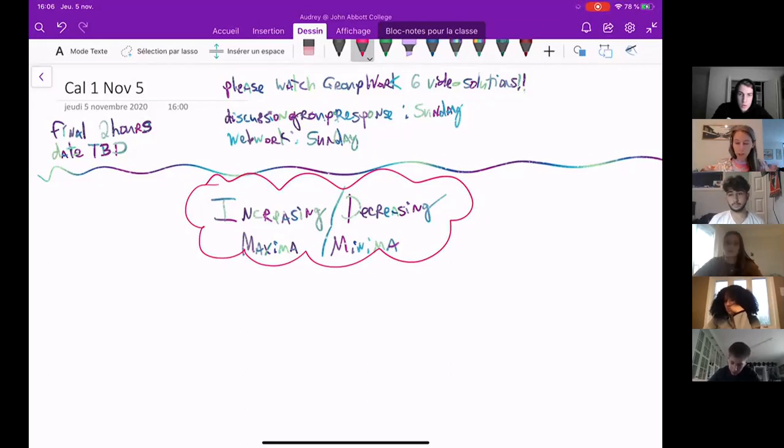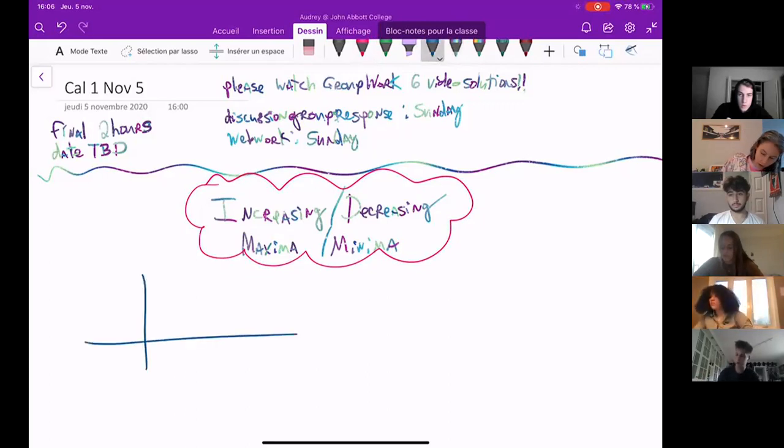And we're also going to be learning about maxima and minima. So really, we're going to be seeing how we can use the derivative and what the derivative will tell us about the shape of a function. So the first thing we're going to do is look at a graph. Let's say that I have a function that looks something like this.